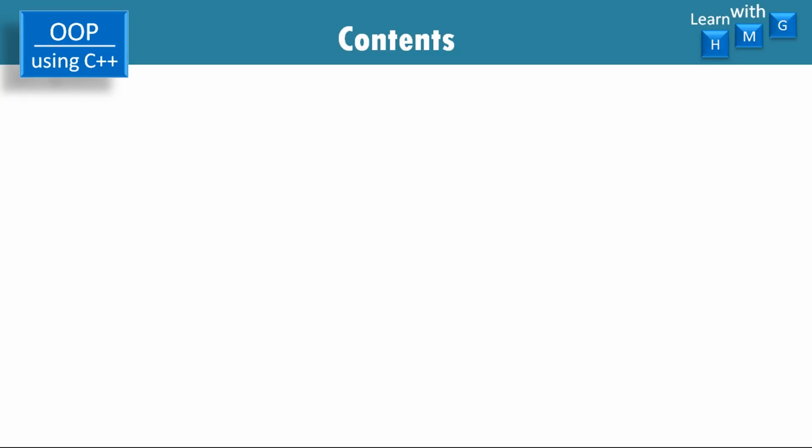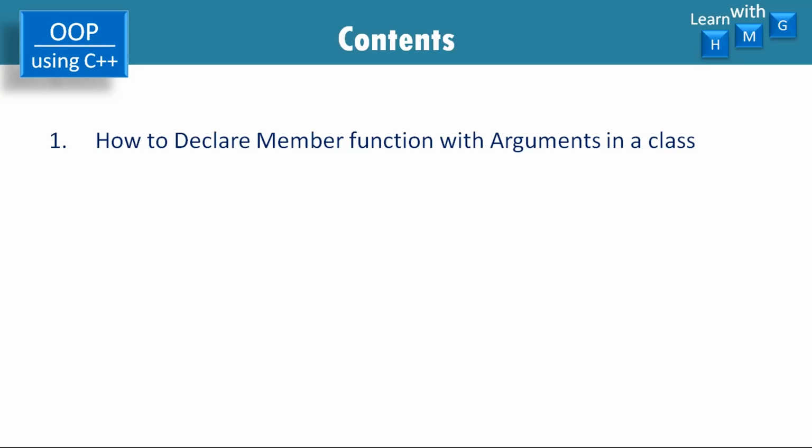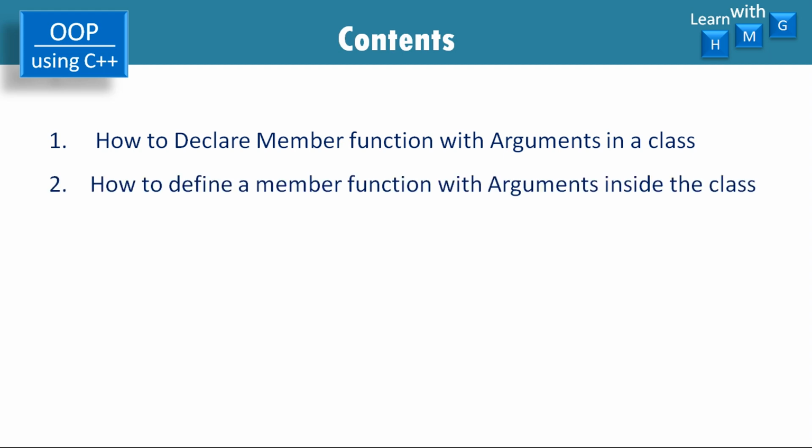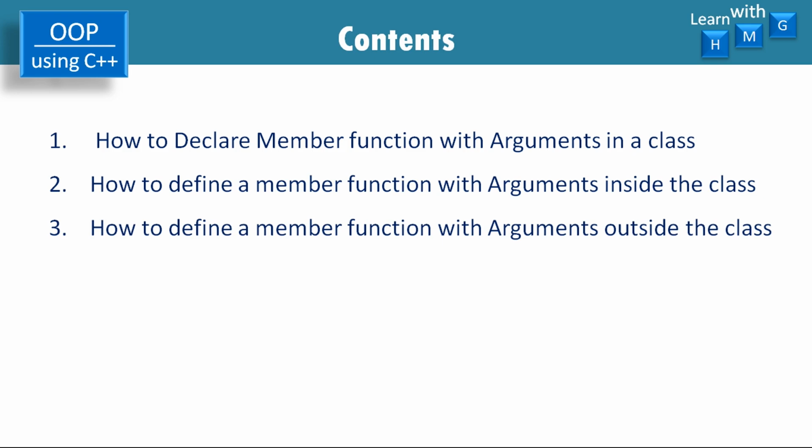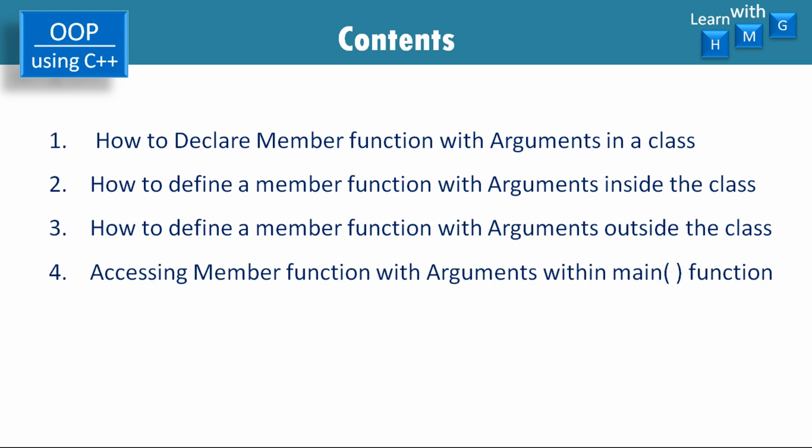The contents of the lecture are how to declare a member function with arguments in a class, how to define a member function with arguments inside the class, and how to define a member function with arguments outside the class. So first of all, we will see how to declare a member function with arguments in a class, and then how to write the definition of the member function inside the class and outside the class. The fourth topic is accessing a member function with arguments within the main function.